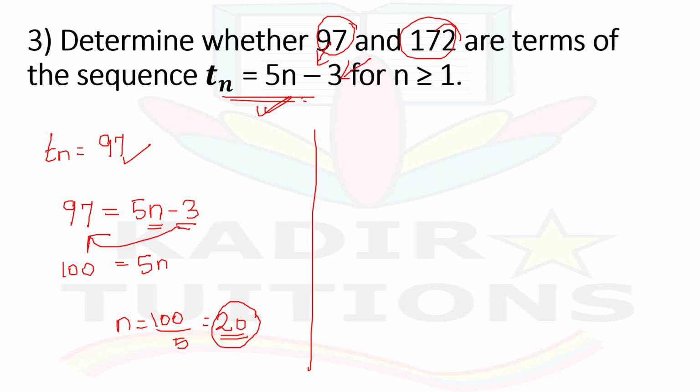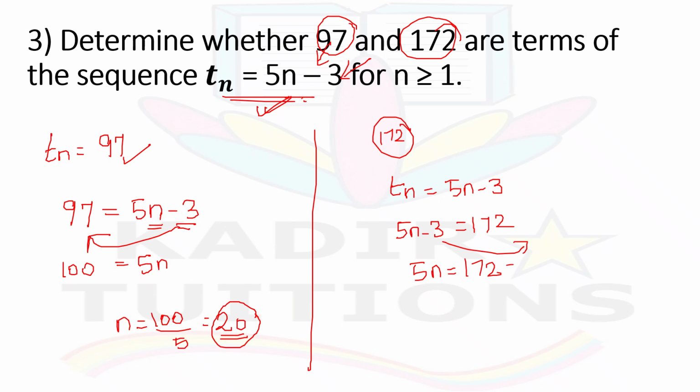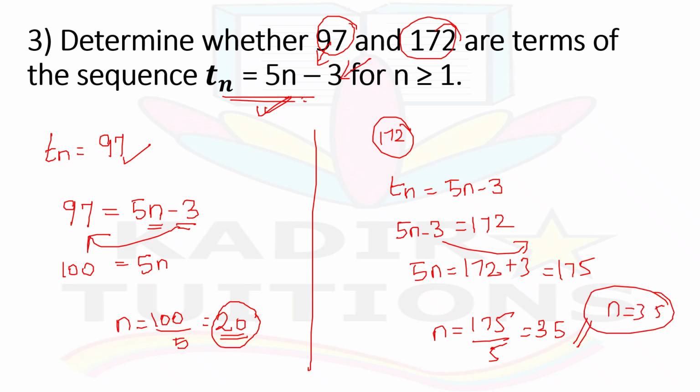Now can we check whether this 172 can belong to this given sequence? So we'll take Tn equal to 5n minus 3. Now this Tn needs to be replaced by 172. So 5n equal to 172, and I'm moving this 3 to the other side, so it will become plus 3, which is 175. So n equal to 175 by 5. So here also we are getting a whole number, n equal to 35. So in this sequence, the 20th term is 97 and the 35th term is 172. So both are there in this sequence.